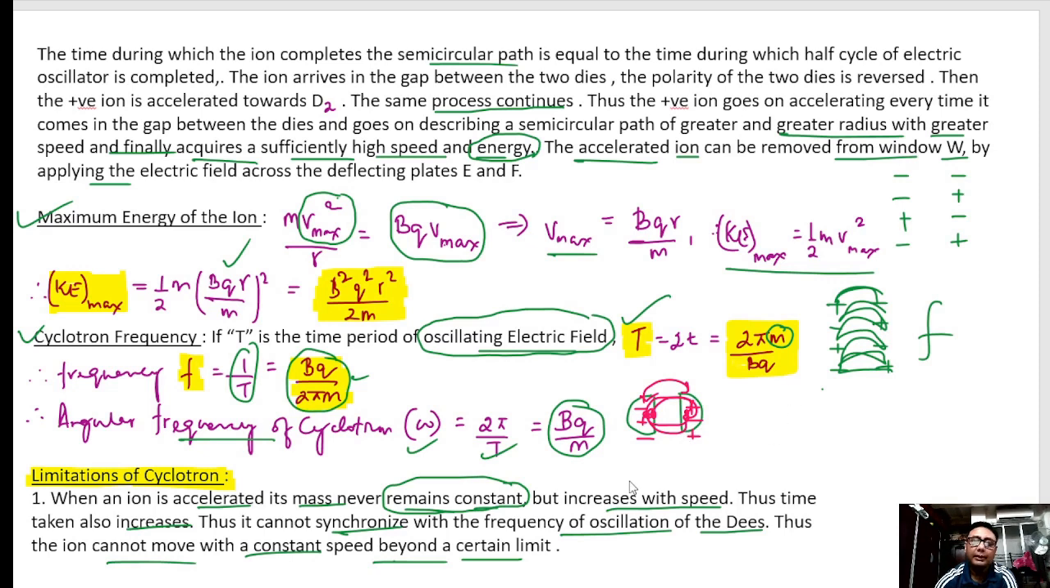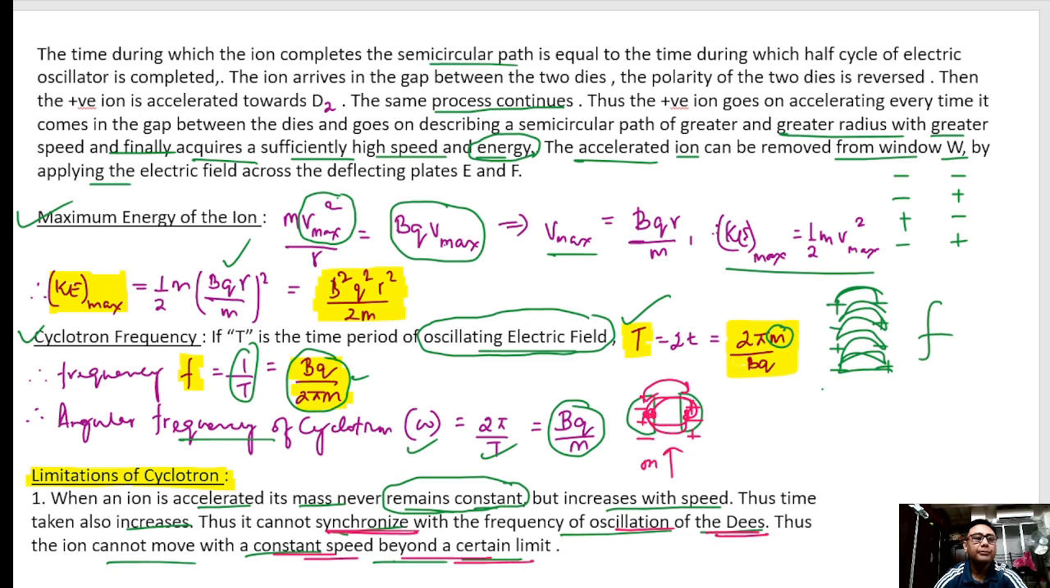But we know that since the mass goes on increasing, the particle cannot synchronize or maintain the same frequency of oscillation with the D's. So after some time, the speed cannot be increased beyond a certain limit. Please note that. The speed cannot be increased after a certain limit. The particle will stop. Clear?